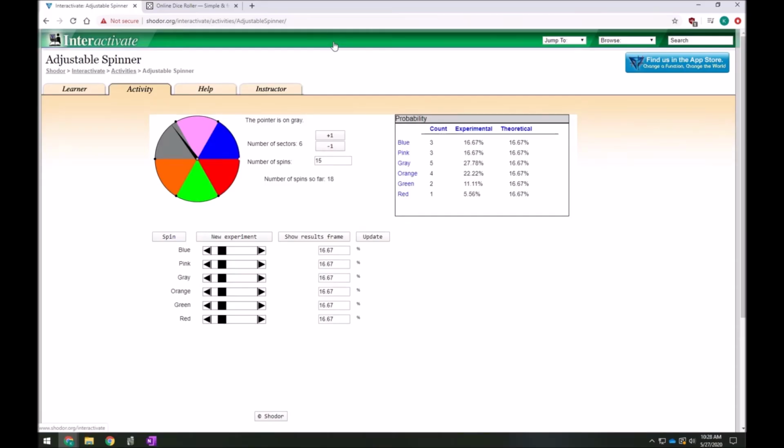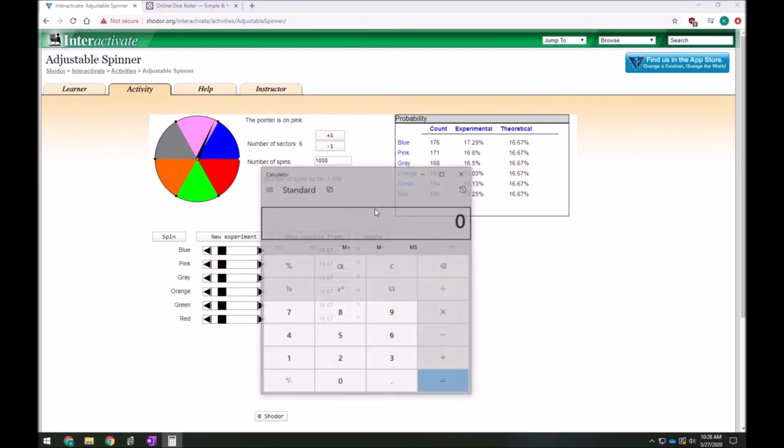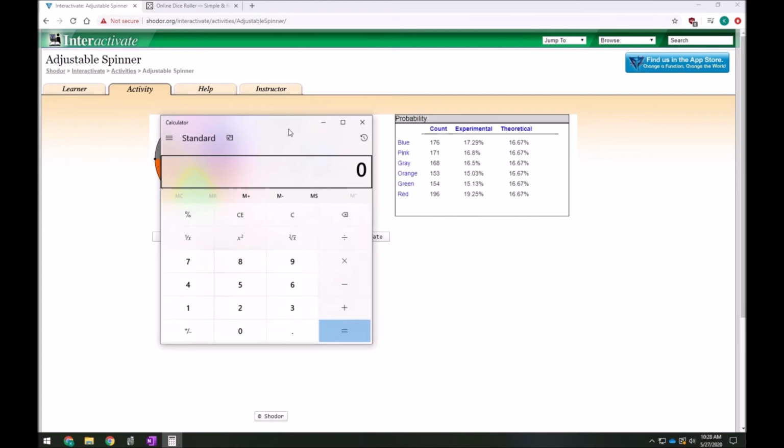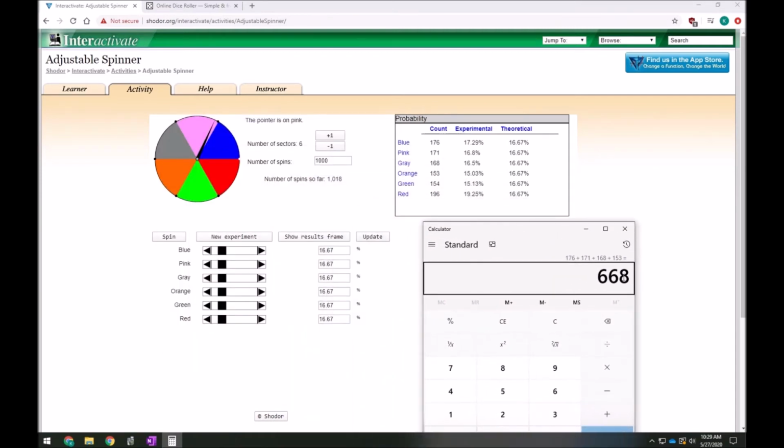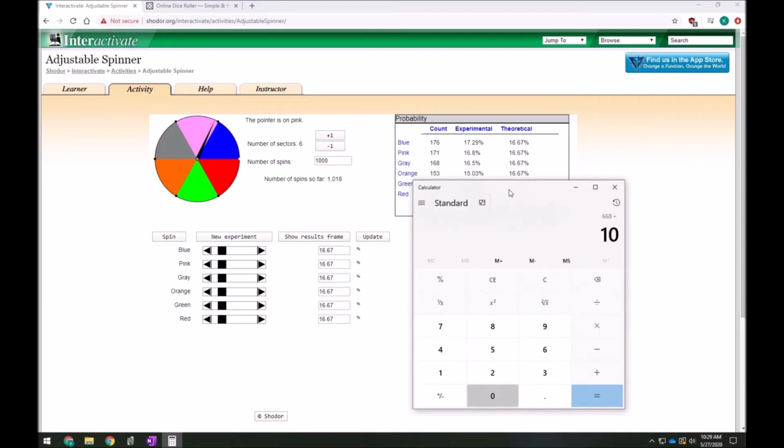Notice that if I was going to continue to spin the spinner, let's say I spun it an extra 1,000 times. Well, now I can start to see, if I wanted to get a grand total for how many times I was going to have my different colors here, notice I'm adding up my blue, pink, gray, and orange. I now have 668 times out of 1,018 spins.